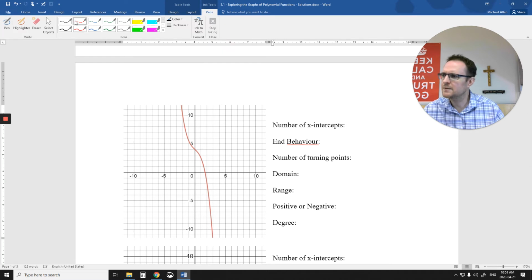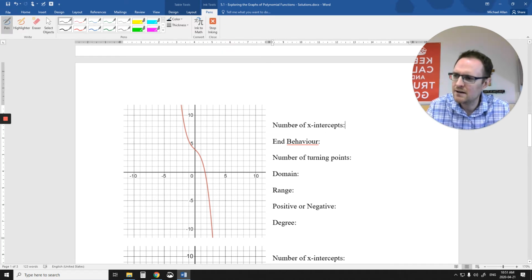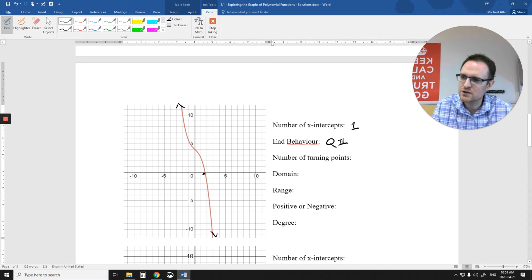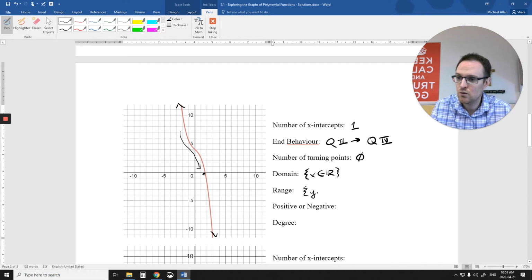Let's look at this one here. What do we have? End behaviors, x-intercepts, it crosses once. That's an easy thing. You just look at that. Its end behavior starts off in the top quadrant over here. So that's quadrant 2. It ends off in the bottom left, or right, sorry. So that's quadrant 4. Number of turning points. It's always going down. There's never a part where it's actually going up. So there are 0 turning points for this one. Domain, XER. Okay, range, YER. You see it goes up forever and it goes down forever. So there's no min or max point to this.